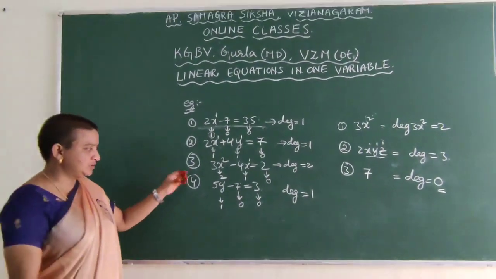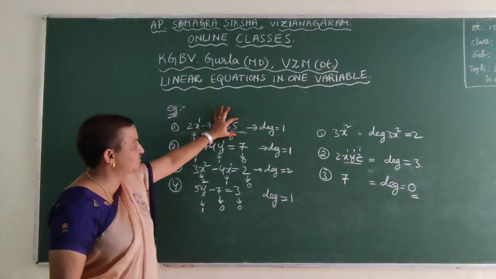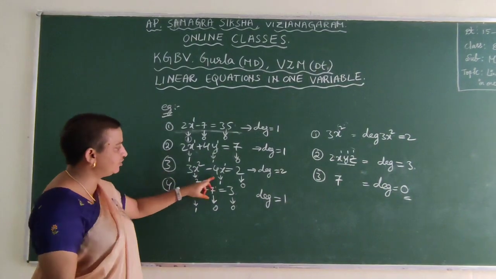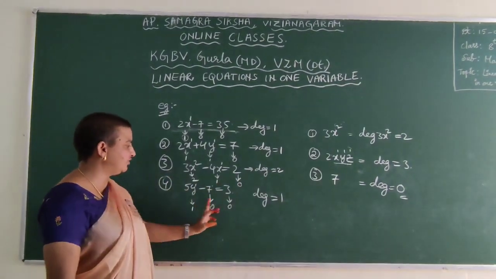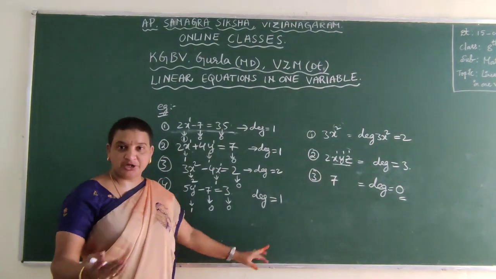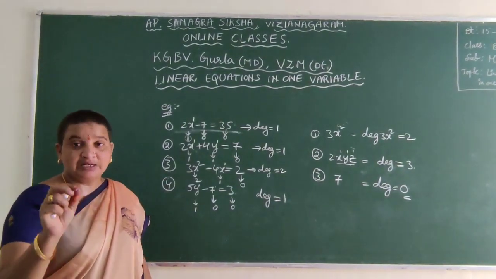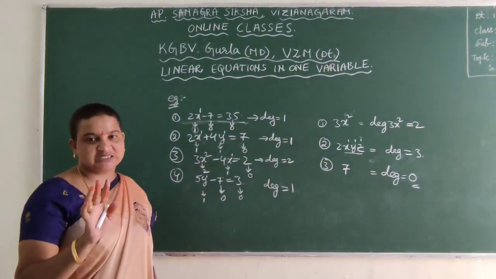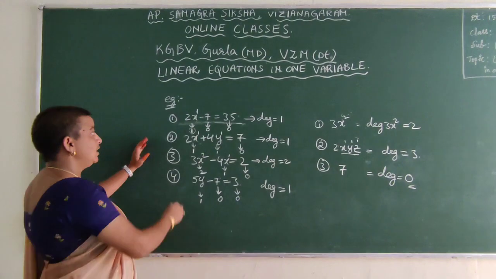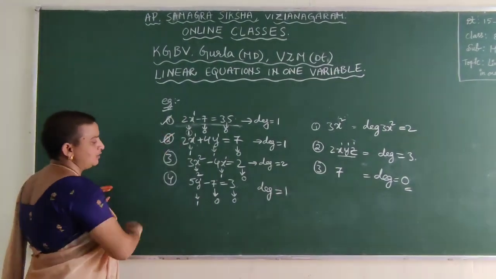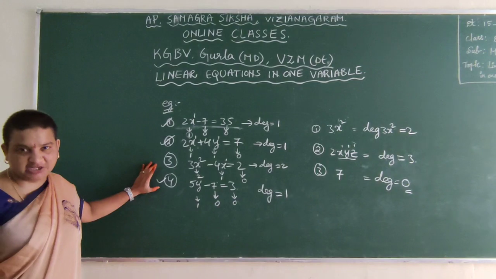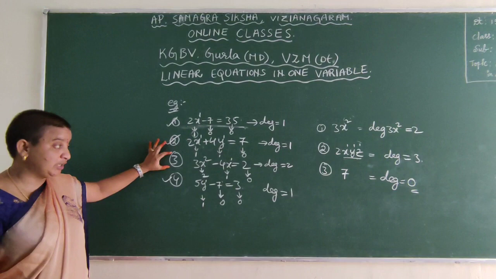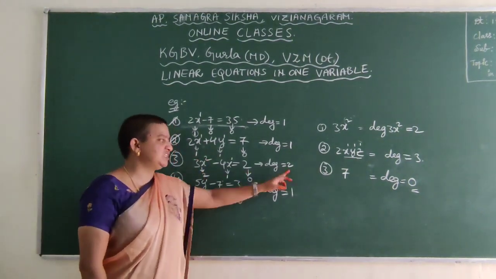Okay, do you understand? So the degree of the first equation is 1, the degree of the second equation is 1, the degree of the third equation is 2, and the degree of the fourth equation is 1. I already told you what a linear equation is. A linear equation means an equation which has degree 1. So number 1, number 2 and number 4 are linear equations. But number 3 is not a linear equation because the degree of this equation is 2.